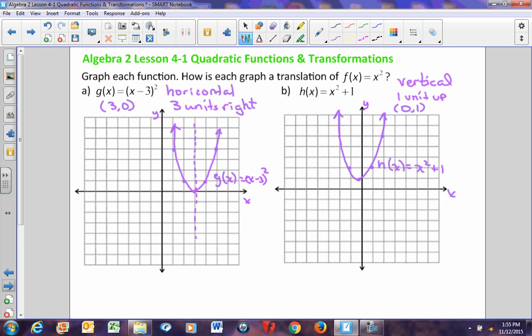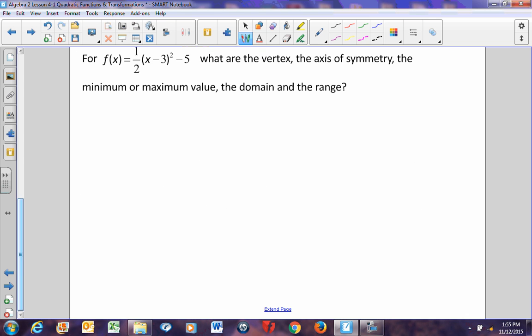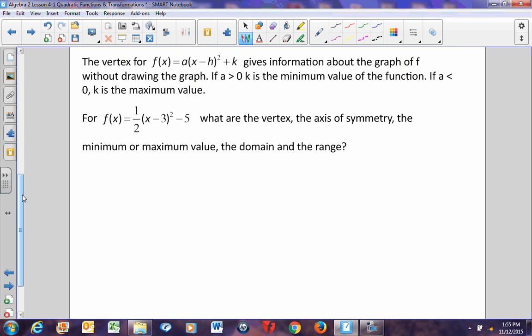Okay? Now, the vertex form f of x equals a (x minus h) squared plus k gives us a lot of information about the graph of f of x without ever having to draw it. If you know the vertex form of the equation, you can learn an awful lot. Because if a is greater than 0, k is the minimum value. If a is less than 0, k is the maximum value.